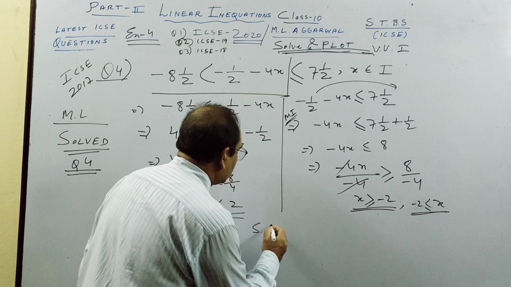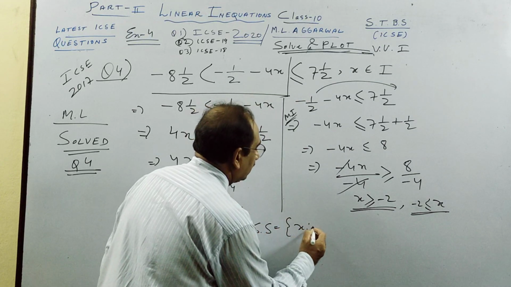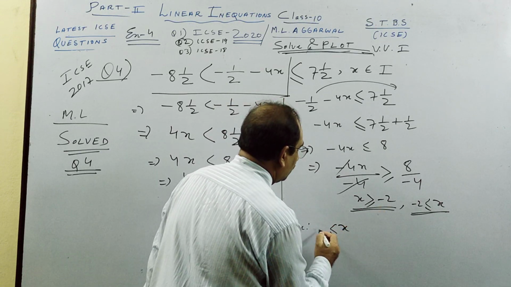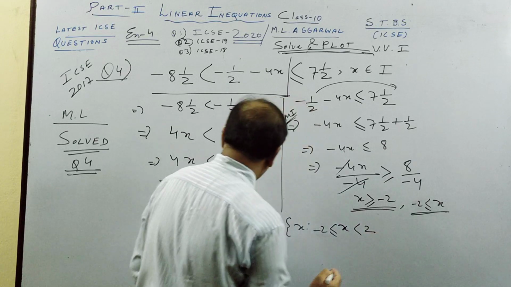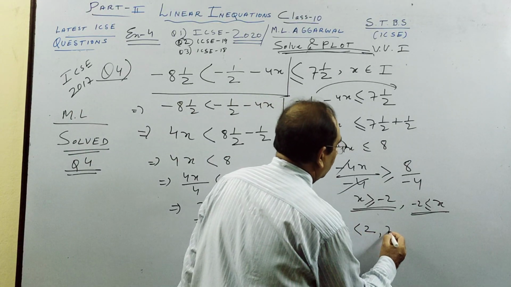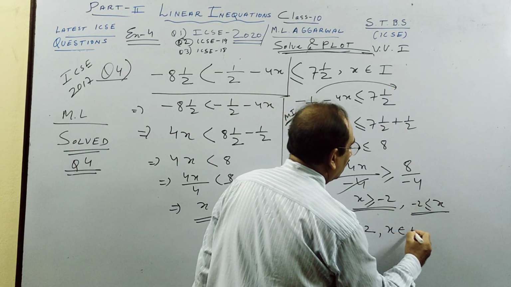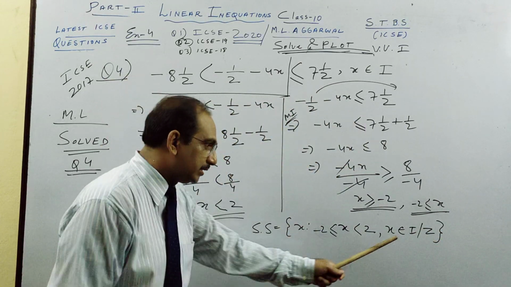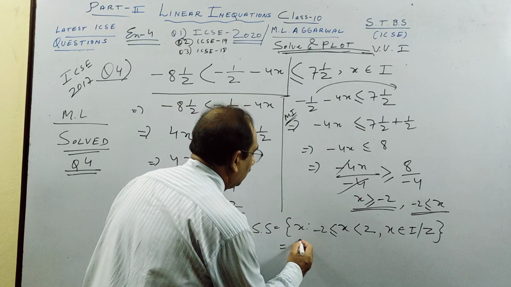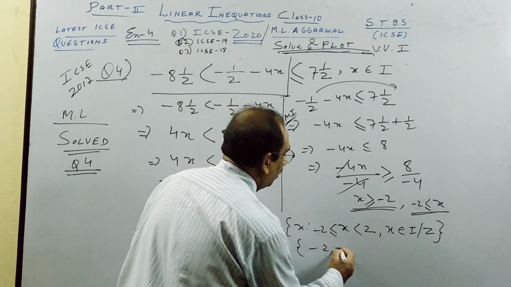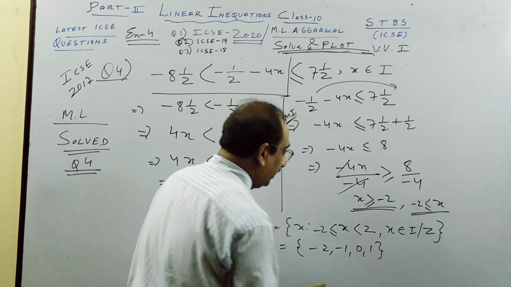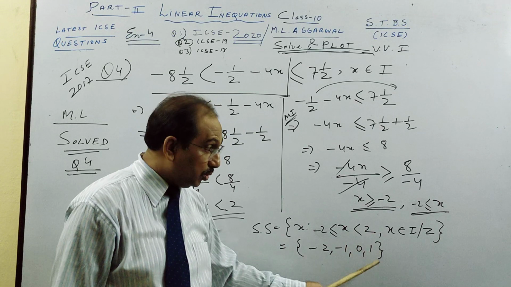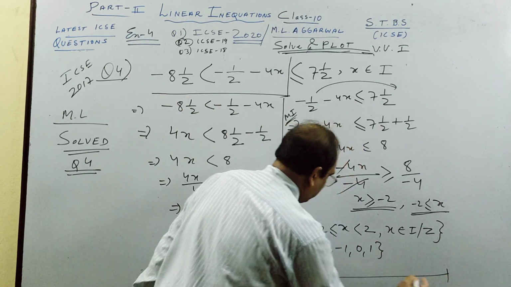So finally solution set. X says that x is greater than or equal to minus 2 and less than 2, and x belongs to integer or Z you call. Children, since it is integer, whole number, natural number, you can write in tabular form. So integer greater than or equal to minus 2: minus 2, minus 1, 0, less than 2 is 1. So finally how we plot?